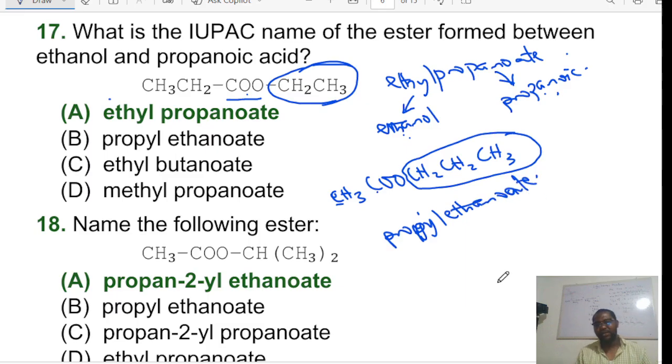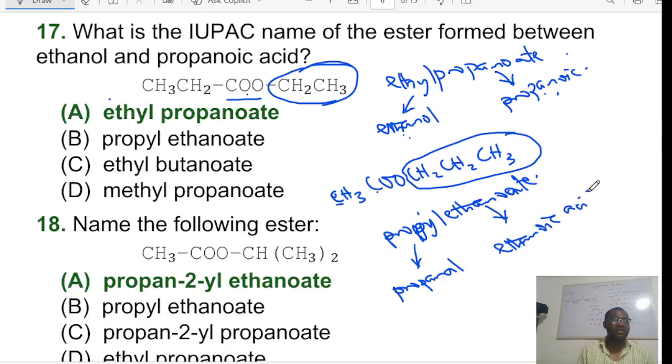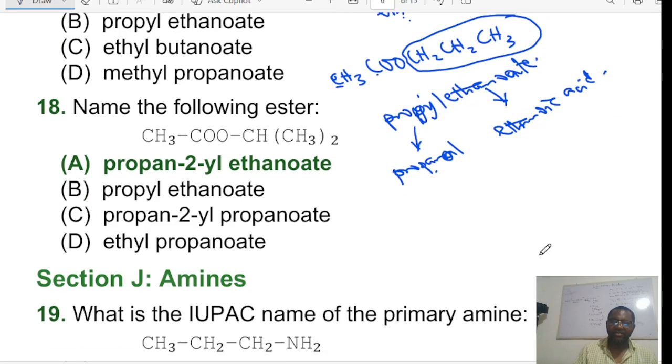So propyl ethanoate. If I want to know the source of propyl ethanoate, propyl comes from propanol, remember, from the alkanol. Ethanoate comes from ethanoic acid. So that means propyl ethanoate comes from propanol and ethanoic acid. I hope this makes sense. Let's see another one.